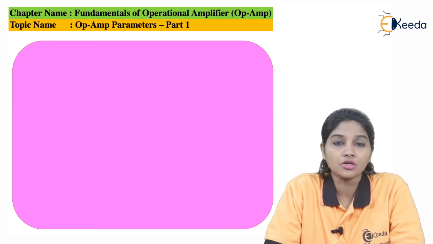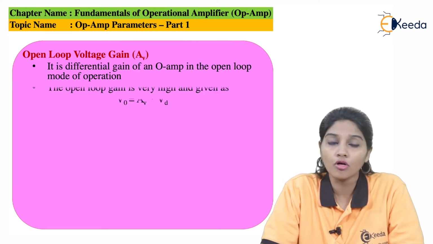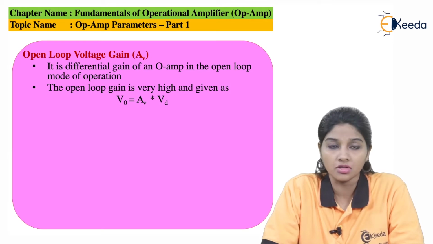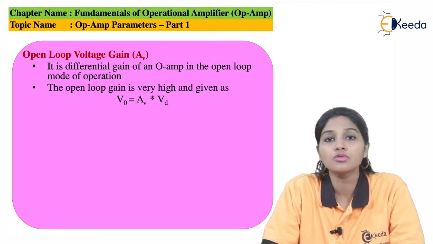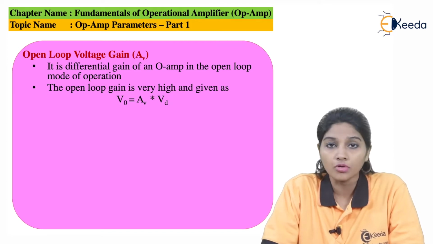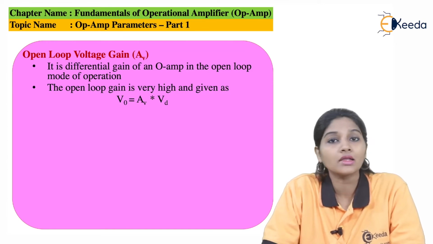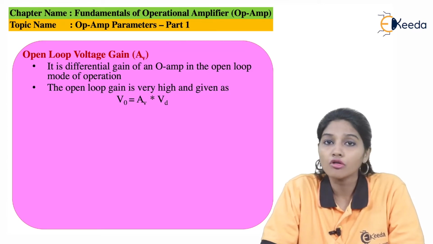The first parameter that we need to consider is open loop gain. The differential gain in open loop configuration is called the open loop gain of the op-amp and it is denoted by AV. It is given by VO equals AV into VD, where VO is the output voltage, AV is the open loop gain and VD is the differential input signal. VD is the difference between the two input signals applied at the input terminals of the op-amp. If V1 and V2 are the voltages applied at the input terminals, then the value of VD is V1 minus V2.